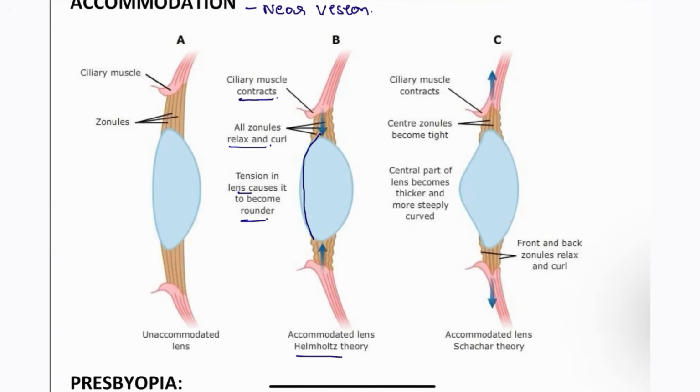And the Schachar theory explained that whenever you look at a nearer object, your ciliary muscles contract and your central zonules become more tight. Here you can see in the picture that the lens becomes thicker and steeply curved. So this is how the normal mechanism for accommodation works.